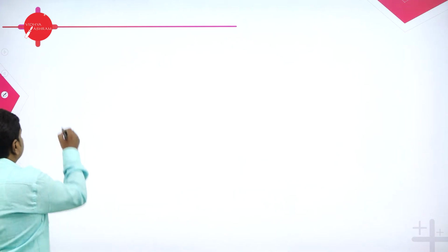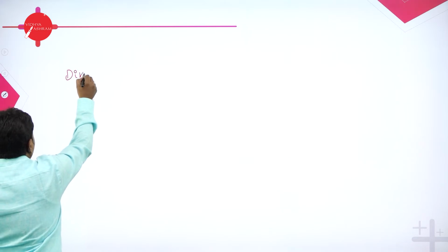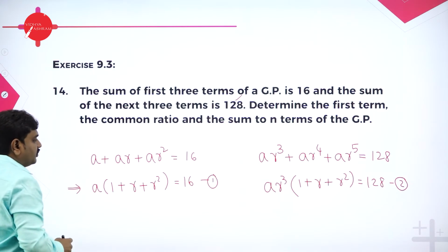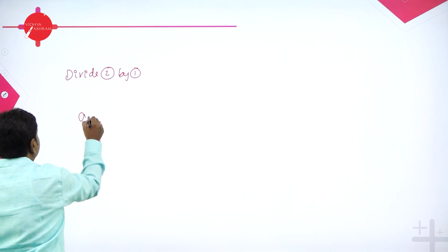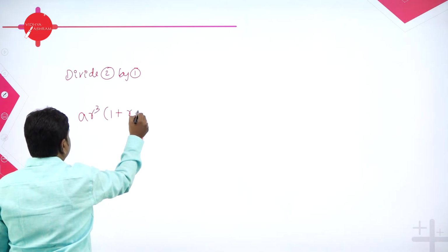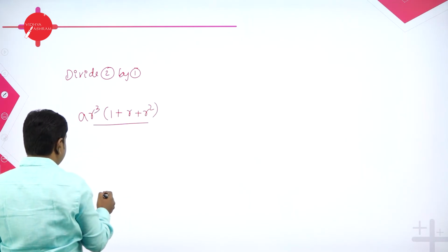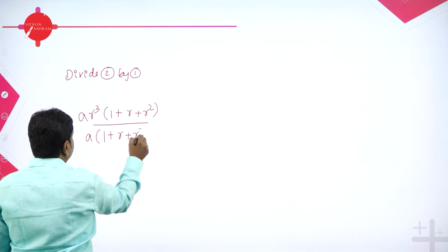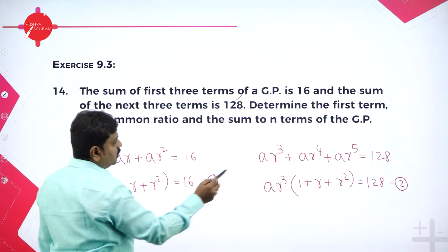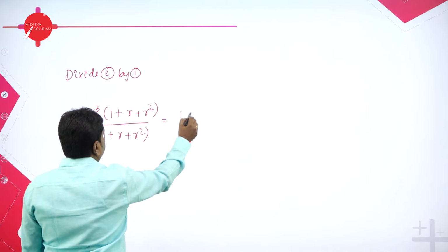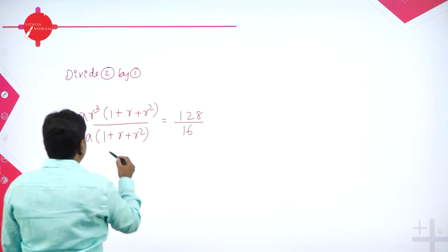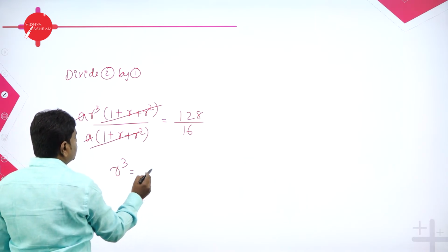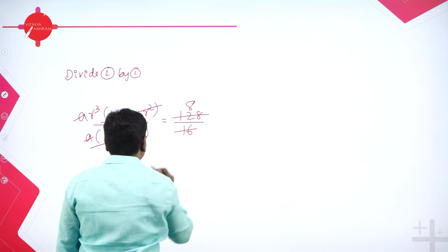Now divide them. Divide equation 2 by 1. So that is, what is 2? AR cube into 1 plus R plus R square, divided by LHS by LHS, A into 1 plus R plus R square, is equal to RHS, 128 by 16. Now I can cancel 1 plus R plus R square. A and A also cancel. I am left with R cube. 16 ones are 16, eights are 128. So R cube is 8.